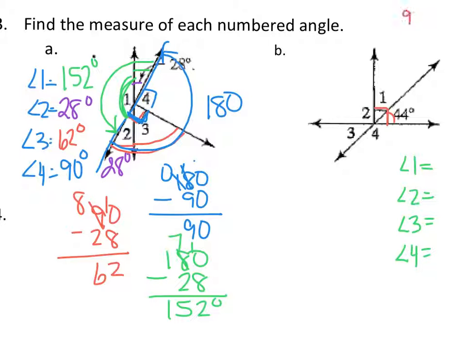So if we do 90 minus 44, we will be able to figure out what's left over. So we have 46 degrees left over. So angle 1 is 46 degrees. The next thing I notice is that angle 3 is vertical to the 44-degree angle. And vertical angles are always congruent. So if this is 44, then angle 3 must also be 44 degrees.